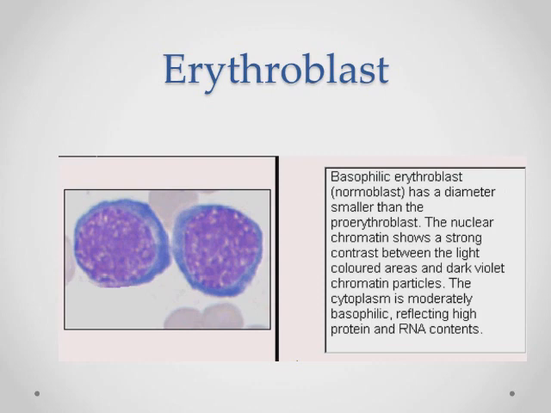The nuclear chromatin shows a strong contrast between the light-colored areas and the dark violet chromatin particles. The cytoplasm is moderately basophilic, reflecting high protein and RNA contents. So if I check this cell, this is called erythroblast. This is the second cell after the pro-erythroblast. Here there is deeply basophilic cytoplasm, and a condensed mature nucleus with a stippled appearance. What does a stippled appearance mean? It means that there is very compact chromatin and some completely clear areas in between.